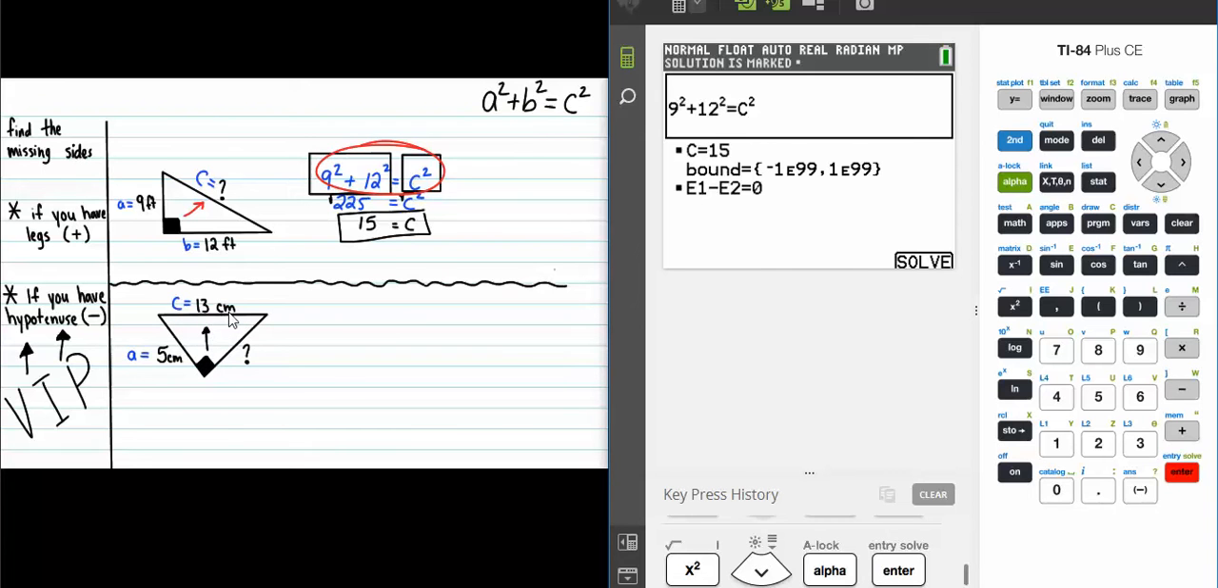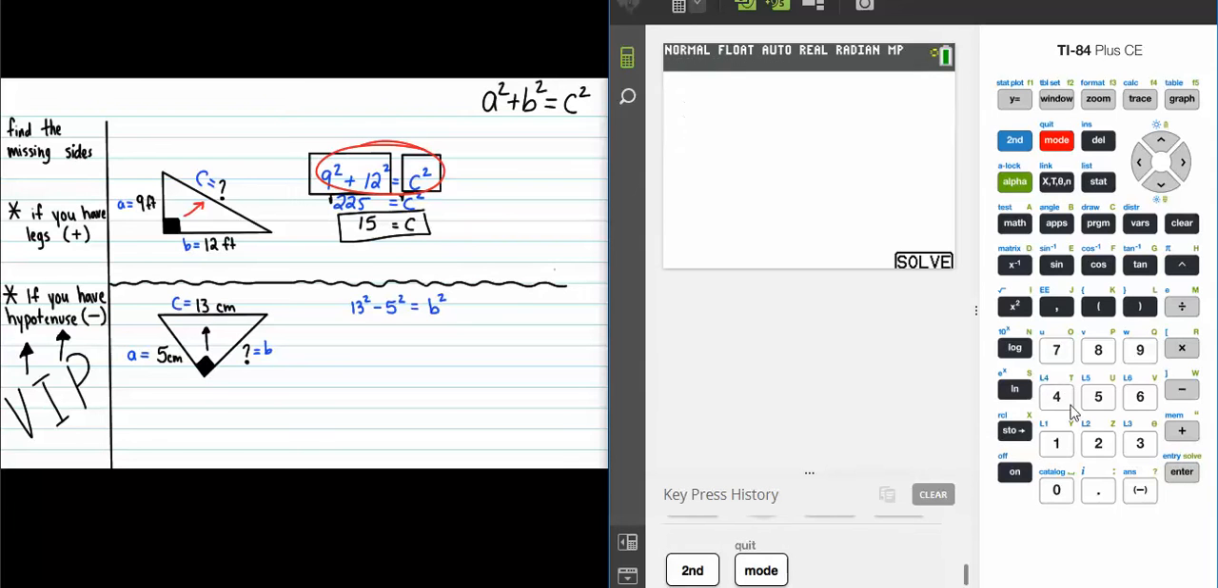So what do you do when I give you the hypotenuse now? In this case, you're going to subtract. So what is 13 squared minus 5 squared? And that's equal to b squared. So if I go set this up, what is 13 squared minus 5 squared? And you'll end up with 144. Okay.